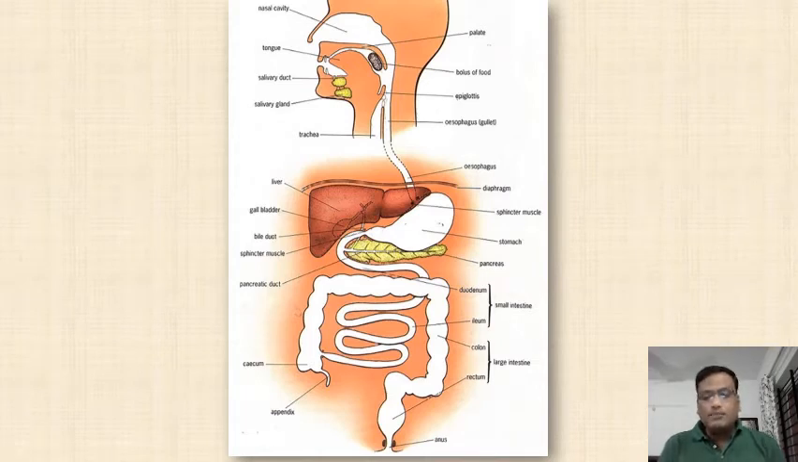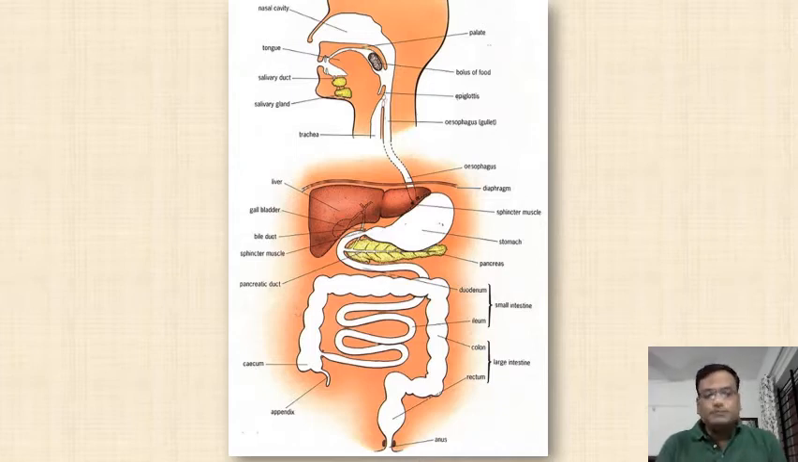And after the process of digestion and absorption, the food is going to enter into large intestine where the undigested food is going to be converted into fecal matter, and whatever minerals and water is present in the undigested food is going to be reabsorbed by the large intestine.